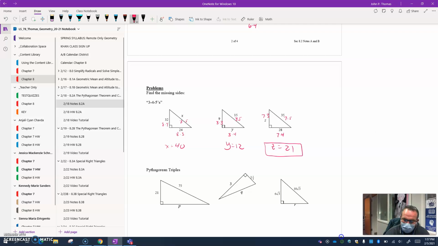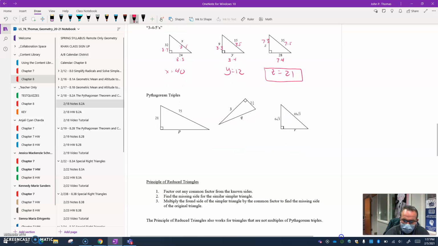All right, and that takes us through basically Pythagorean triples. Now there's a couple more examples. Try these, see what you think, and then come back into the video and watch the solutions.